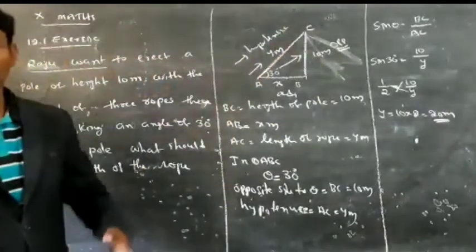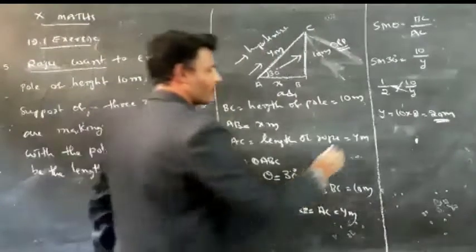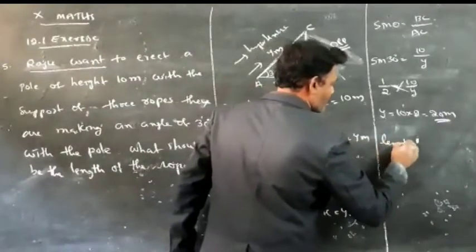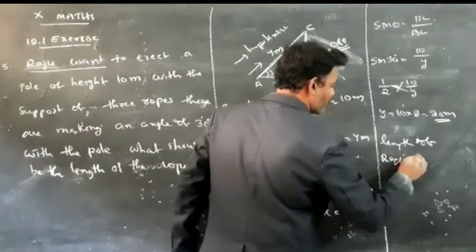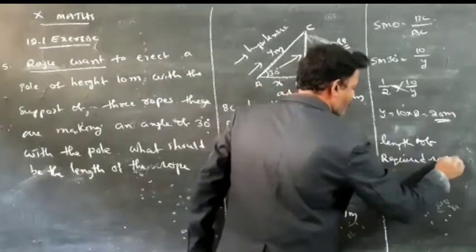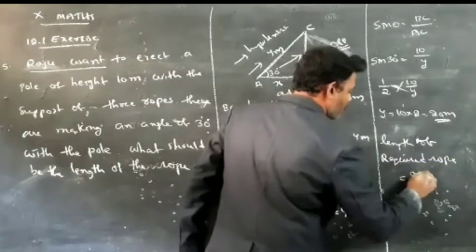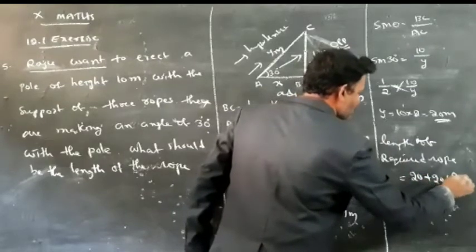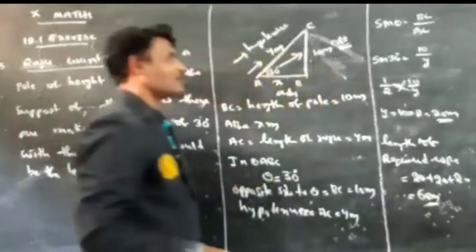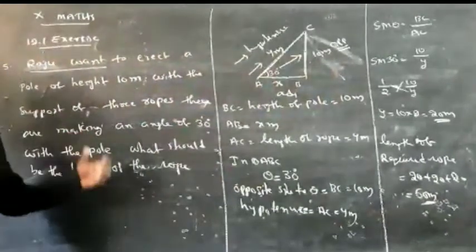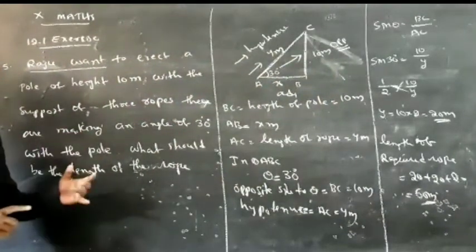But here there are a total of 3 ropes. The length of the required rope is equal to 20 plus 20 plus 20, which is equal to 60 meters. So Raju is using 60 meters of rope to climb the pole.